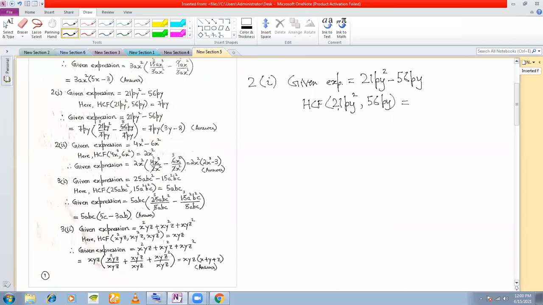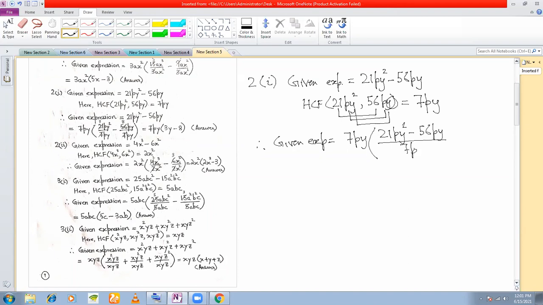How do you take the HCF? First take the numbers together, 21 and 56. What is the HCF? HCF is 7. Then take these two p's. HCF is p. And then take y square and y. What is the HCF? The lower power, which is y. So 7py is your HCF. So therefore, what does the given expression become? Once I take out 7py from this expression, 21py square minus 56py divided by 7py. So you have to divide it by the HCF, right?